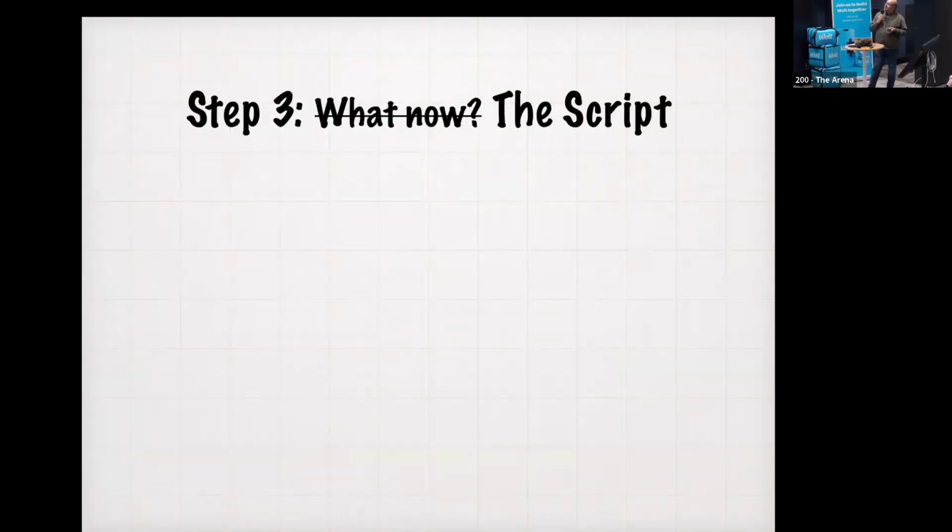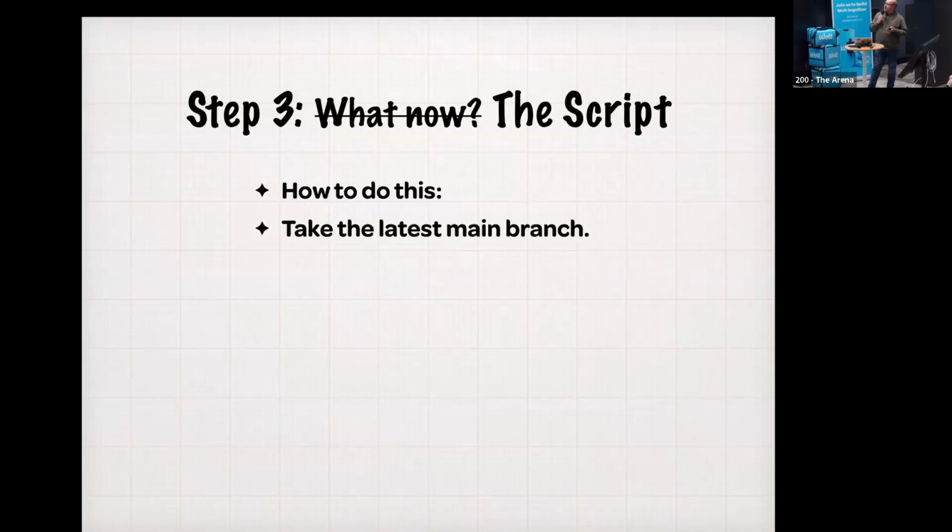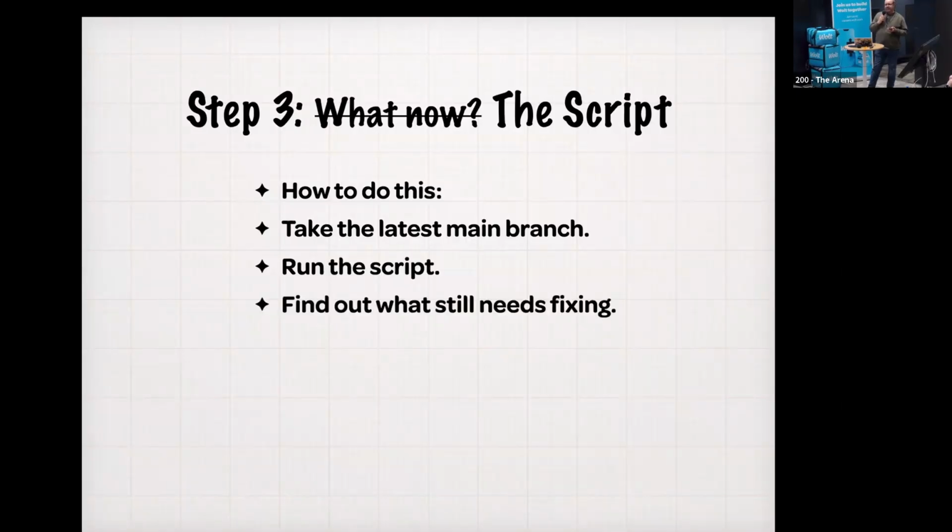So we could create a script. What do we do? We take the latest main branch, we run the script on it, we try to build and test it and find out what still needs fixing, like what doesn't build after we run this script. And then we change the script and we start over. We take the main branch, we run the script, and we just keep iterating this way.